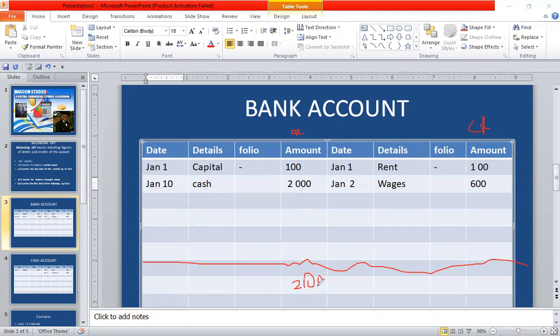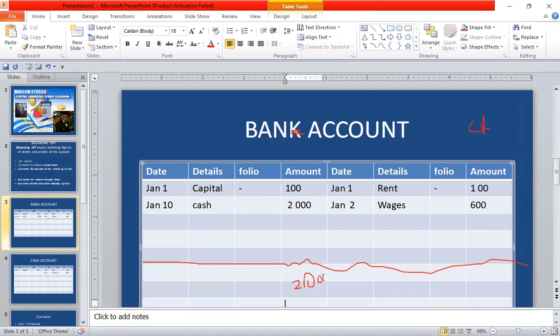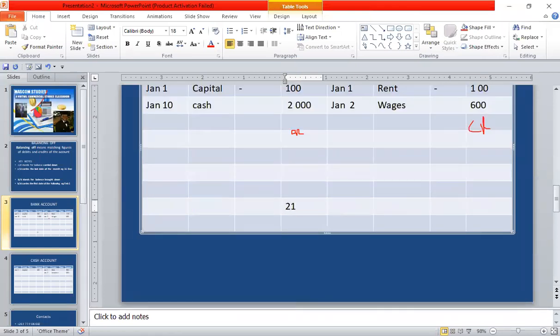Okay, let me not use this one. Let me use the writing actually. I think it's faster. This is the amounts. Let me try to erase this so that it can be very clear to everyone, so that you follow. So what you do is you compare the amounts on the debit side and the amounts on the credit side. This is 2,100. I think my math is right on the debit side.